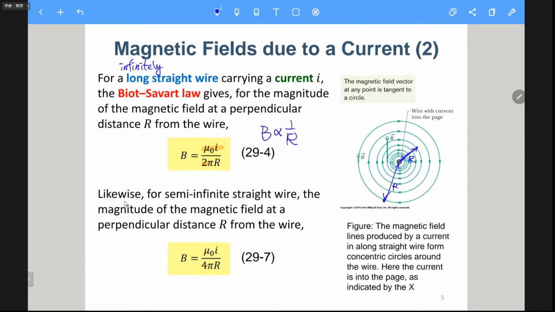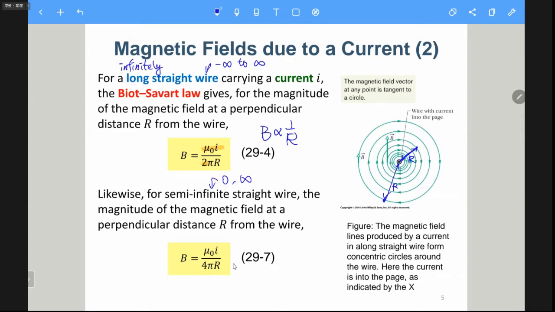And here it says if it is semi-infinite. Semi-infinite means it starts from 0 to infinitely far away. So this is from negative infinity to infinity. So for this one is from 0 to infinity, or negative infinity to 0. So it is a semi-infinite straight wire. The magnitude of the magnetic field at the perpendicular distance out from the wire will be half of this.